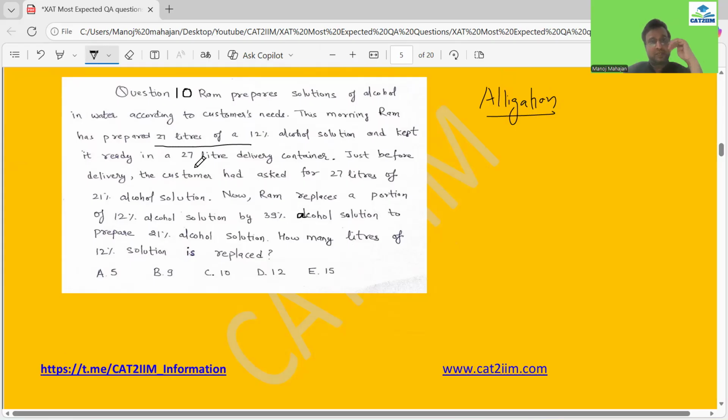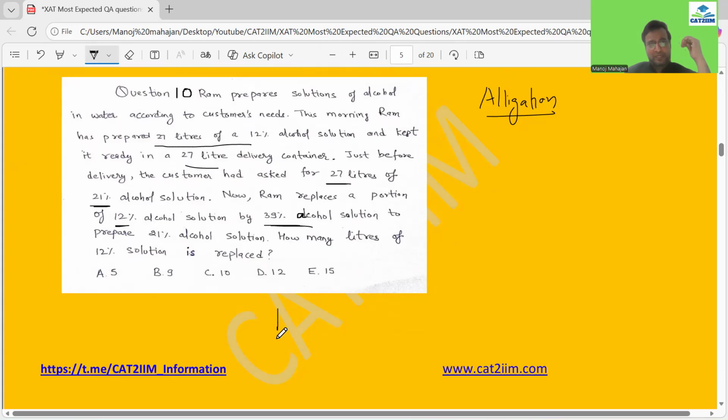So they're saying Ram prepared 27 liters of 12%, and kept it in a 27-liter container. Just before the delivery, the customer has asked for about 27 liters of 21% alcohol. So he had 27 liters, but 12%. So what Ram is trying to do is he replaces a portion of this 12% by a 39% alcohol solution.